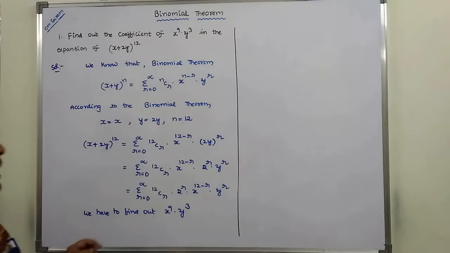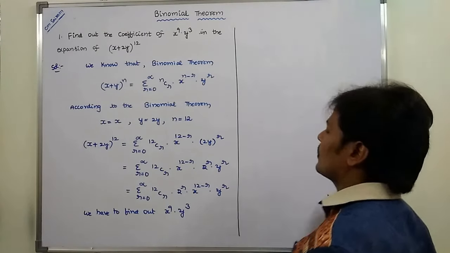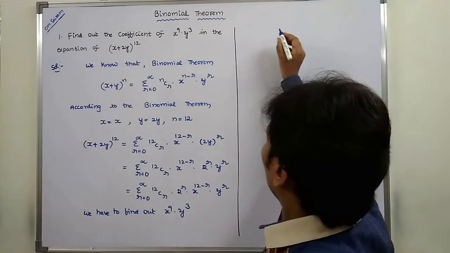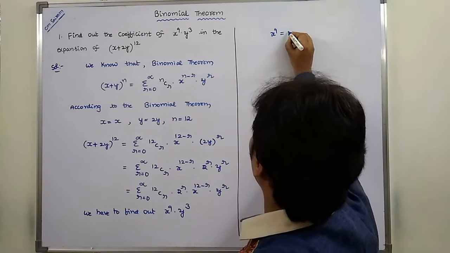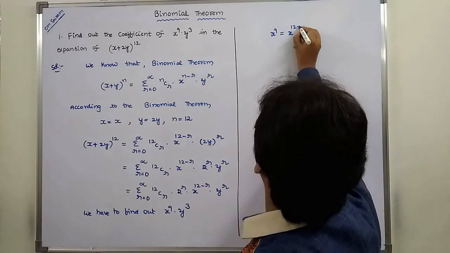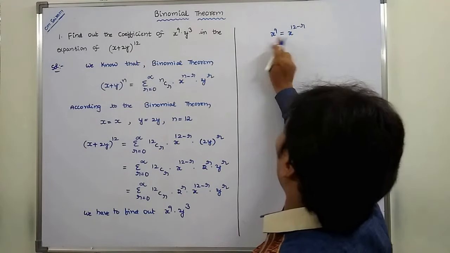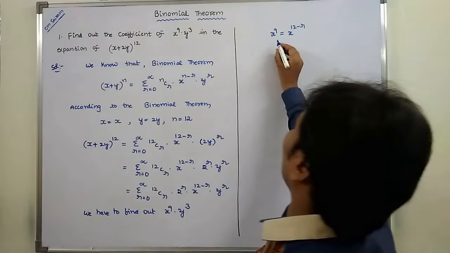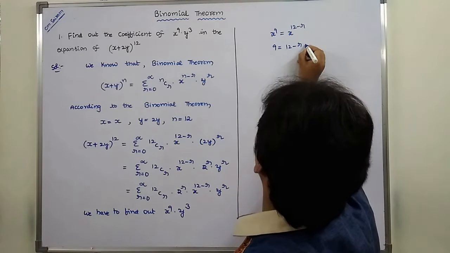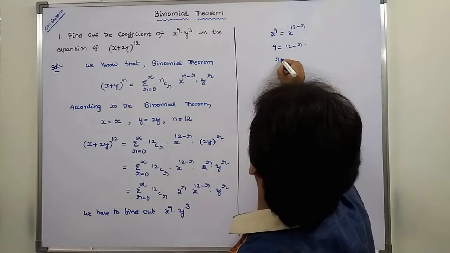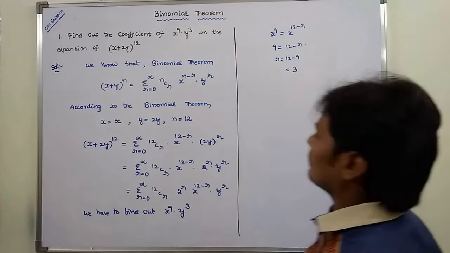Okay, so now the x term and y term are compared with this one. So we know that x^9 = x^(12-r). The bases are the same, so the powers are equated. 9 = 12 - r. So therefore r = 12 - 9, that is equal to 3.